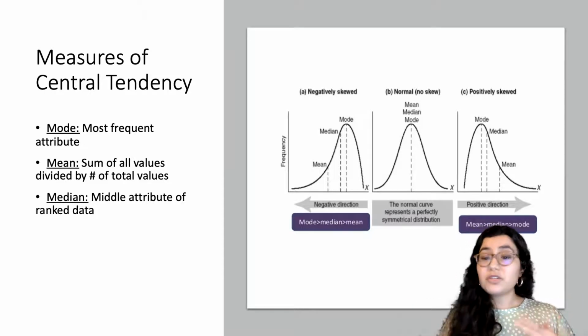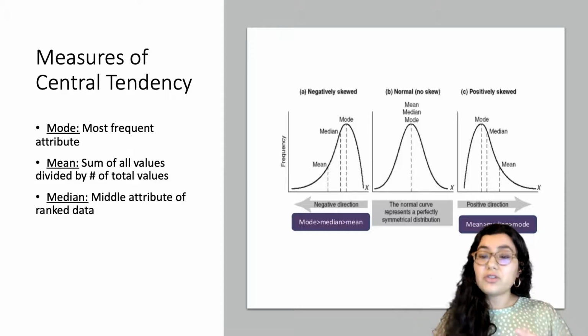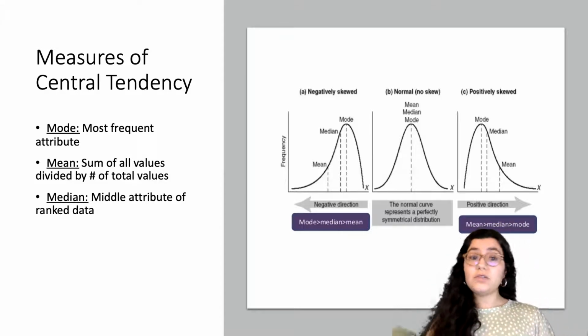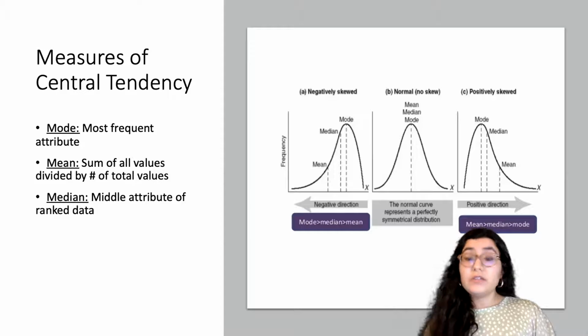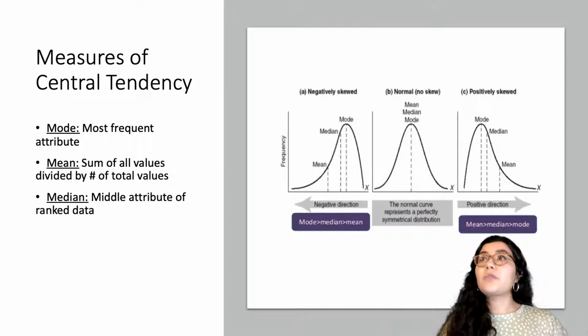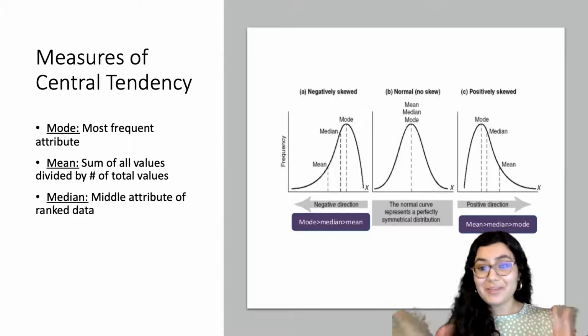But there are other measures of central tendency that we can use if we're not being quantitative and measuring things that are more numerical. So the mode is the most frequent attribute. So if we're dealing with categorical data like time in higher education, not time in higher education, that would make it quantitative.